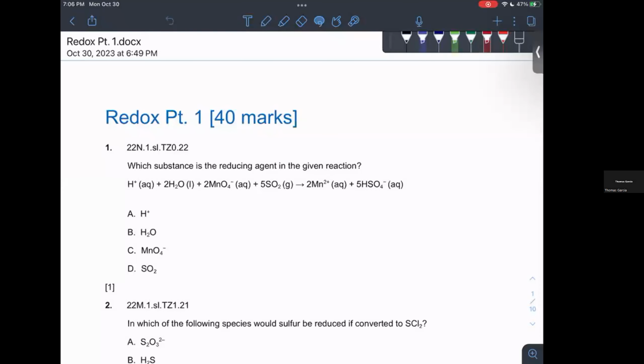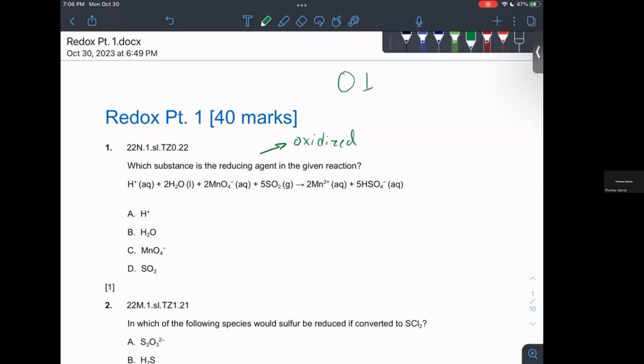All right, y'all. So today we're going to be doing the redox test, part one, no electrolysis. Let's just jump right in. Starting with question one, it says which substance is a reducing agent, meaning which one is being oxidized.